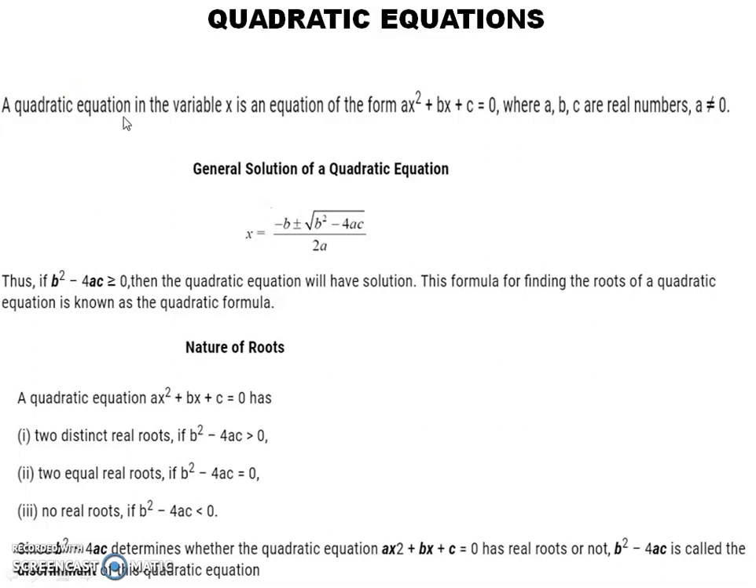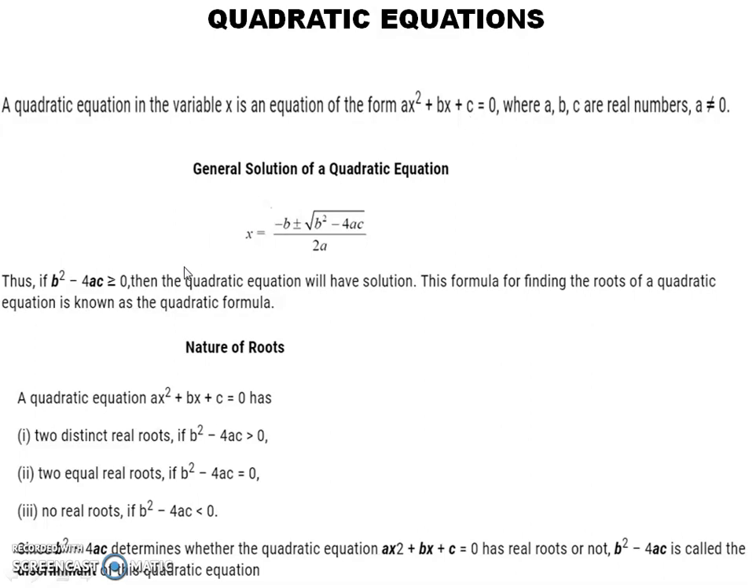You know, a quadratic equation in the variable x is an equation of the form ax square plus bx plus c equal to 0. Now, where is a? A is the coefficient of x square. B is the coefficient of x and c is the constant term. So, now you would have understood where this b, a and c are coming from. Once again, a is the coefficient of x square, b is the coefficient of x, c is the constant term.